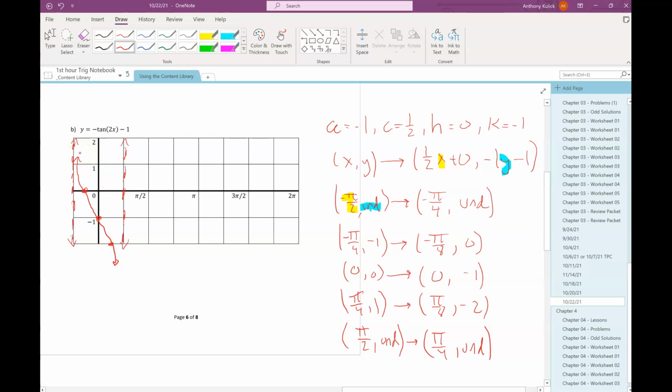So there's one period, and then I just repeat everything now. So usually when I do this, I like to draw in my asymptotes first. So I'll just go and put in all my asymptotes. And then I'll fill in my other stuff. And then I'll draw my graphs in.